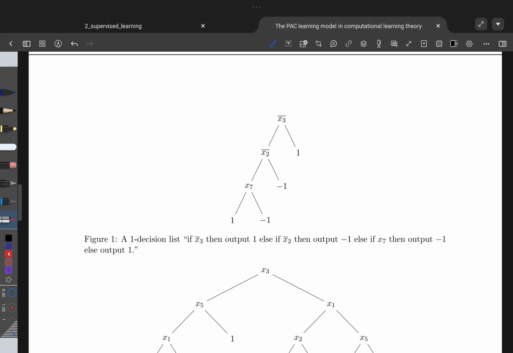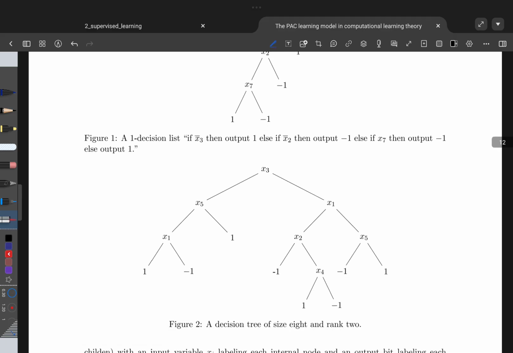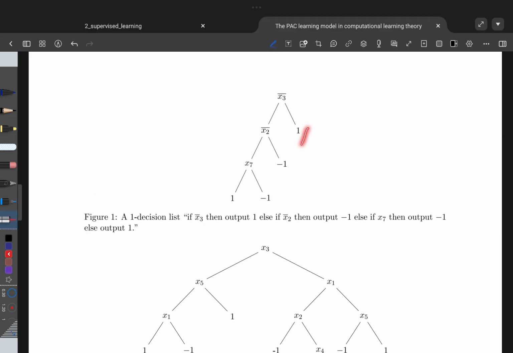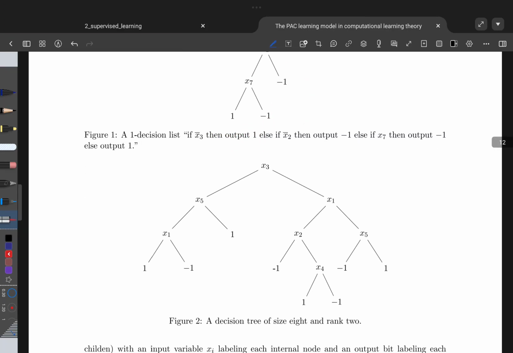So you evaluate the function by making this sequence of binary decisions. You look at one variable, see the particular value, and then traverse either to the left of the tree or to the right of the tree. All right. So something of this form is called a decision list, but then you can have more complicated decision trees.